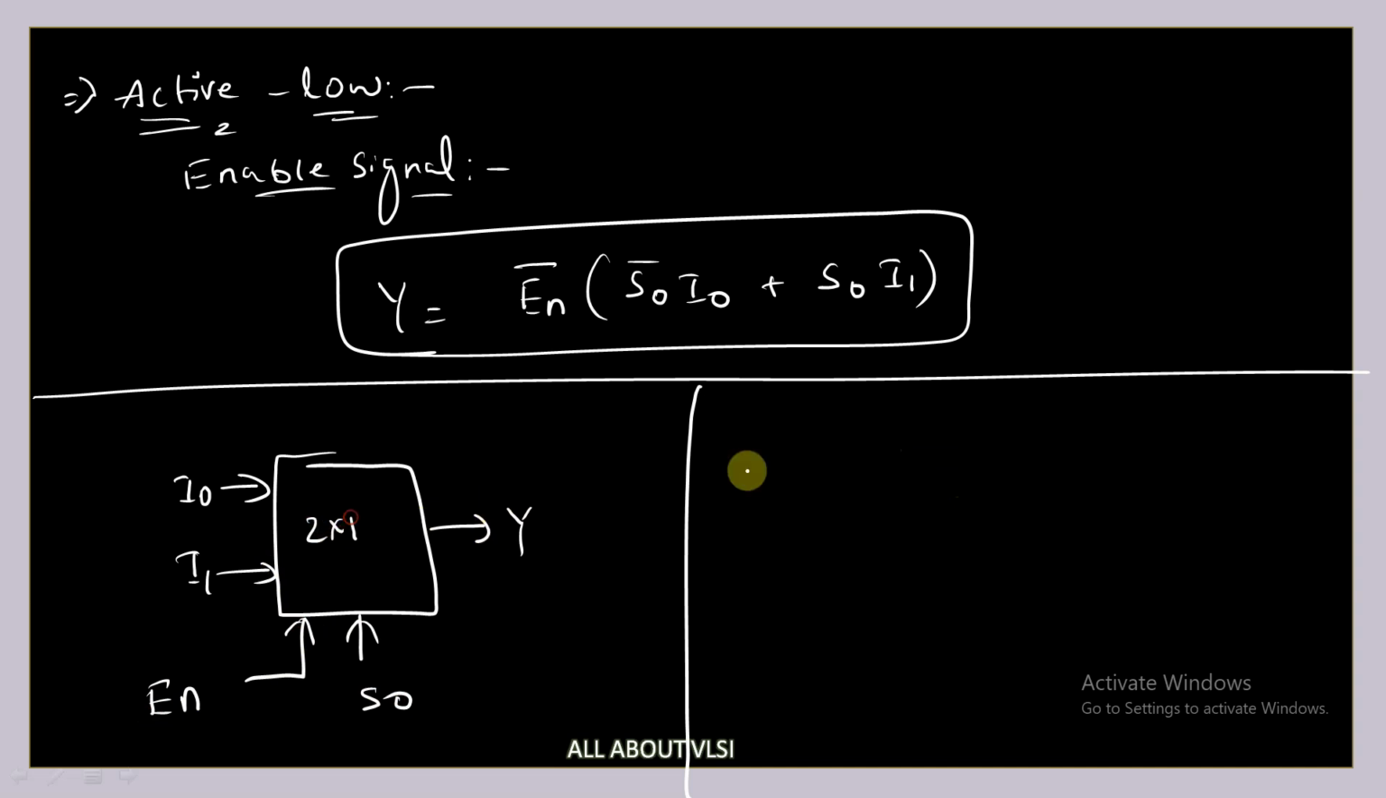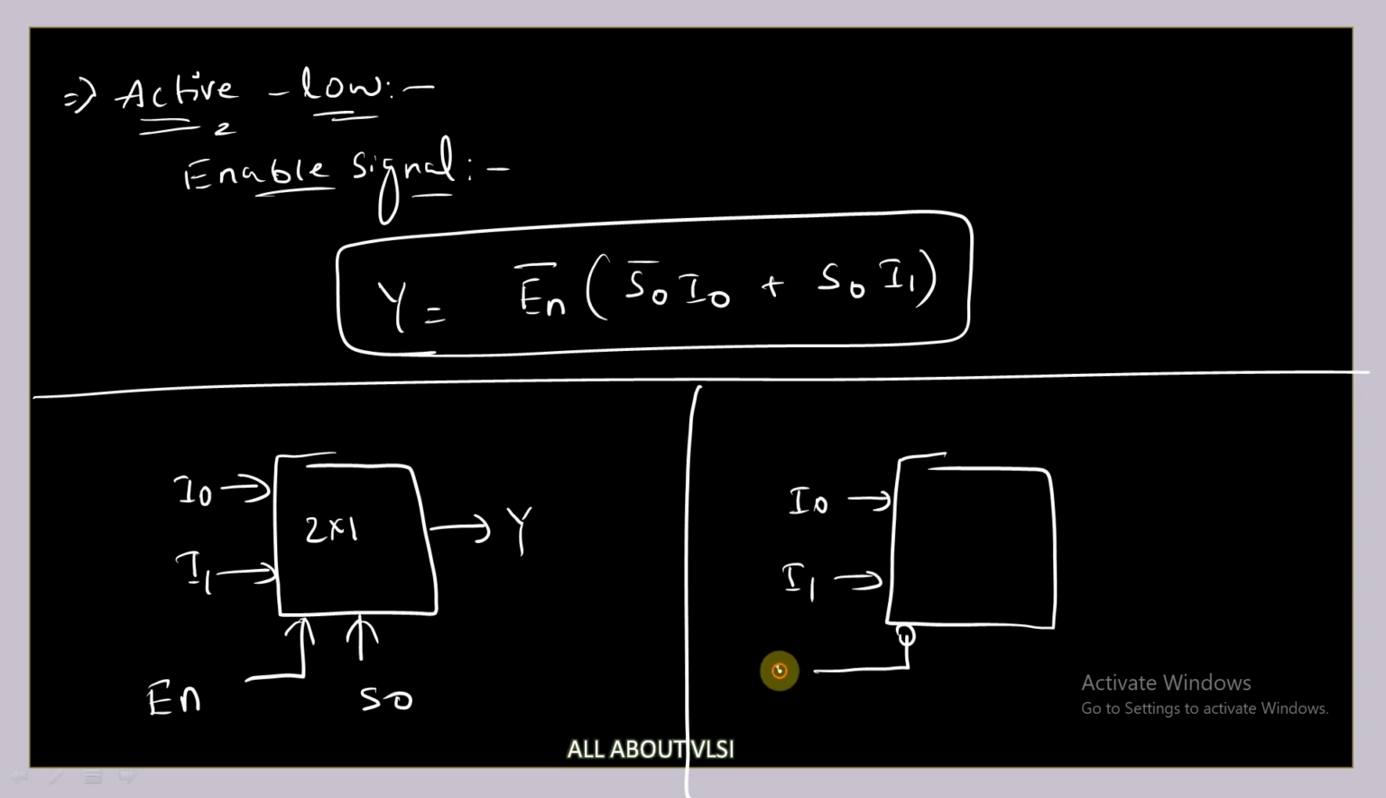This is a 2 cross 1 mux, and you have two inputs I naught and I1, and there will be enable bar, an active low signal, and the select line. Okay, so this is an optional signal. If you want, you can use it, or else it is optional, and by default its value will be equal to 1.